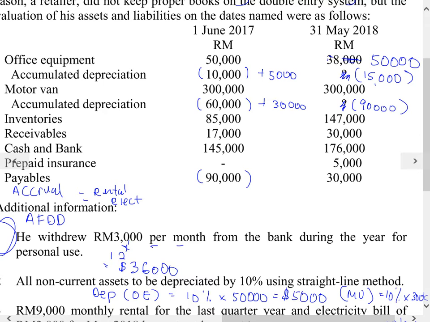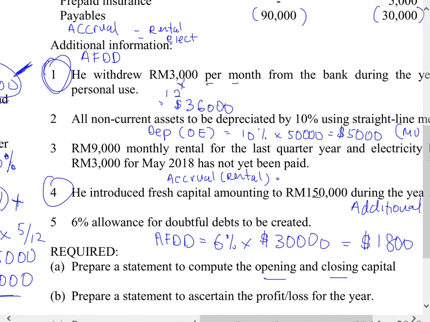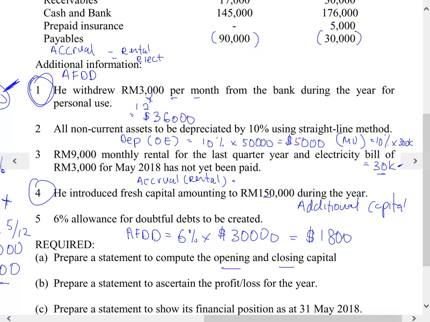The rest are all given: inventory, receivables, prepayment given, payables also given. Note 4: he introduces fresh capital, additional capital 150,000, for our profit calculation later. I put a circle here.